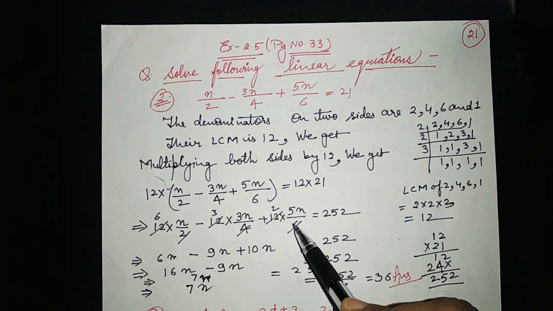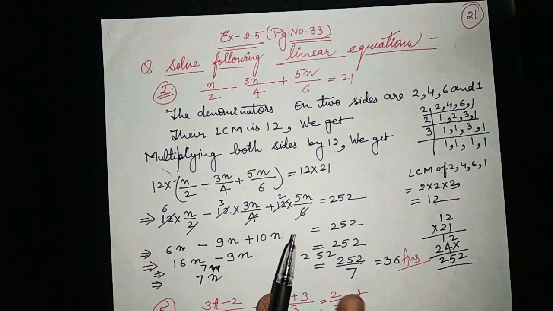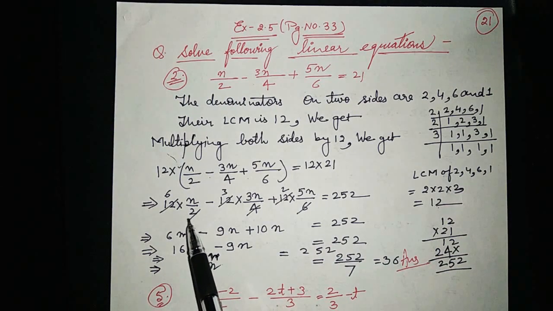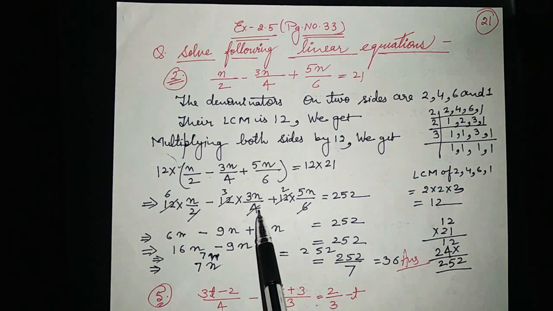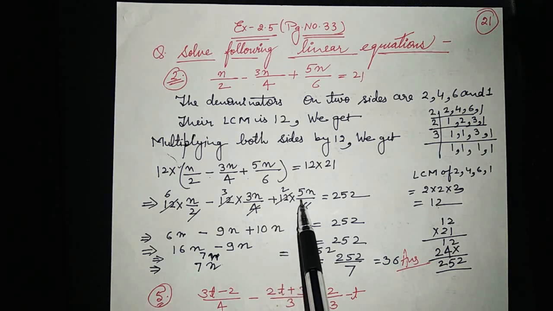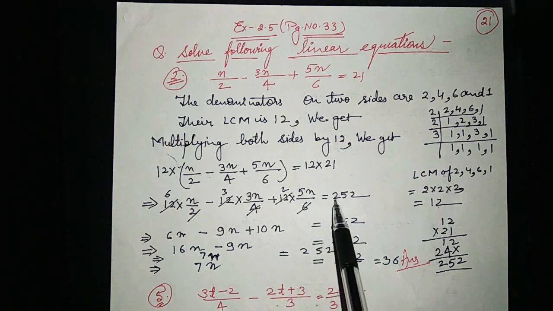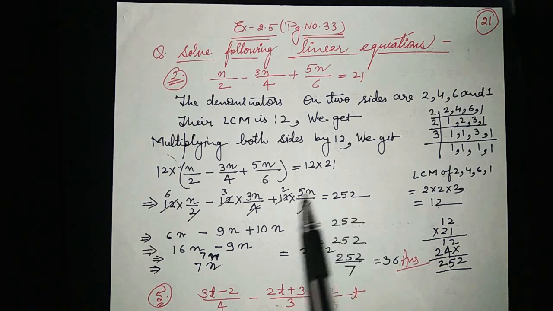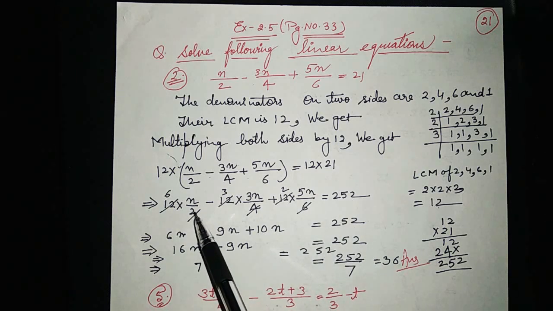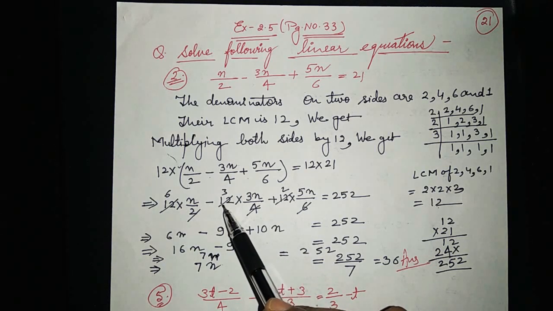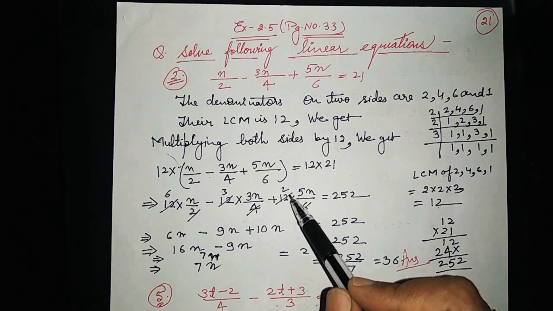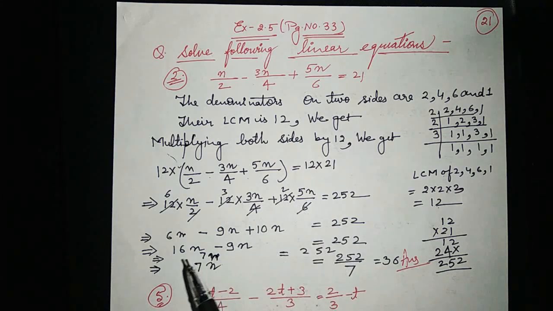And in the next step what we will do, we will multiply each term by 12. Then 12 into n by 2 minus 12 into 3n upon 4 plus 12 into 5n upon 6 is equals to 252. Now we will reduce the numbers. Here 2 1 ja 2, 2 6 ja 12, 4 1 ja 4, 4 3 ja 12, 6 1 ja 6 and here 6 2 ja 12.